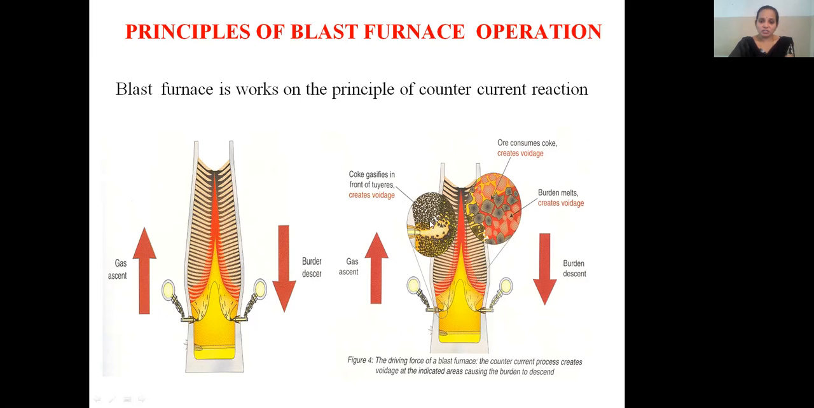So in different zones, how does the reaction take place? What will be the condition of the raw material? Coke gasifies in different atmospheres and creates voids, and ore-consumed coke creates voids, meaning permeability. If we maintain proper permeability, the gases will move in the upper direction. So here we find gases moving upward, and the burden descending in the downward direction. Through the tuyeres, we inject treated blast air.